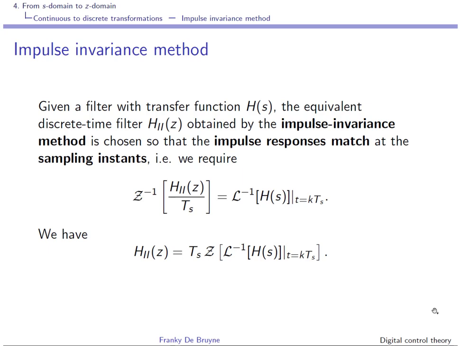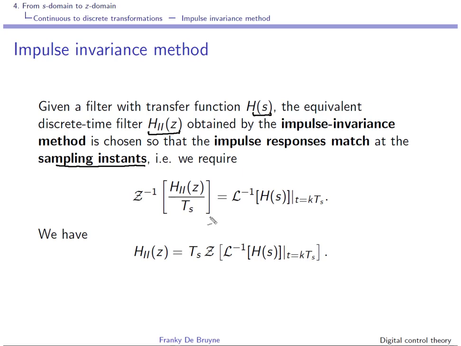The idea is very simple. You're given a transfer function H(s) and you want an equivalent discrete time filter, and we'll call it H_I, where I stands for impulse invariance. You want to construct this discrete time filter in such a way that the associated impulse response corresponds to the impulse response in continuous time, and that both of them match at the sampling instants.